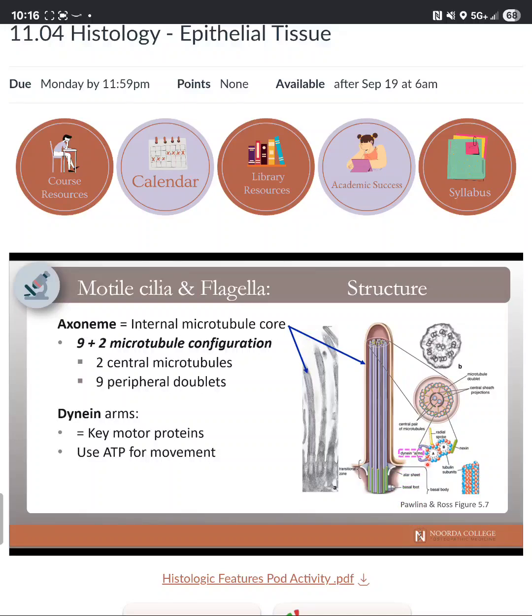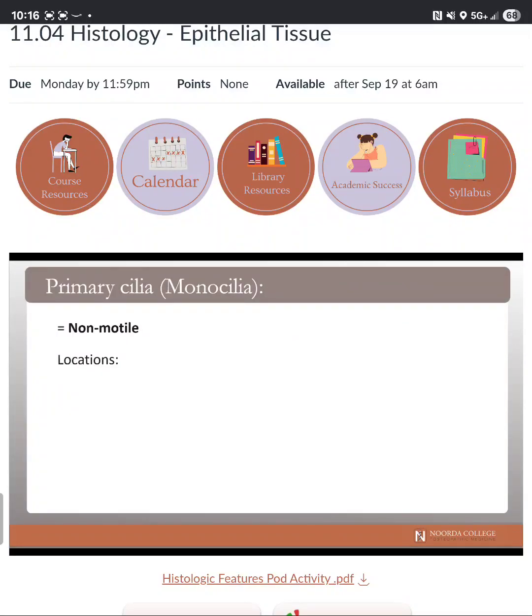The dynein arms are your key motor proteins, kind of like the motor of the speedboat, which utilizes ATP for movement. You also have these radial spokes and nexin on the side here that actually helps with oscillation and movement of the cilia or flagella.